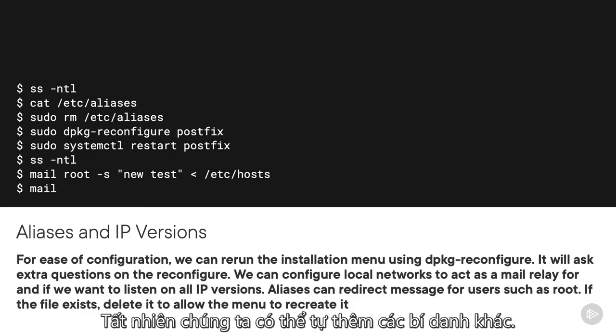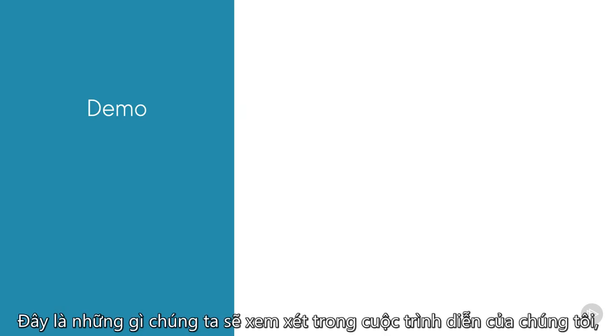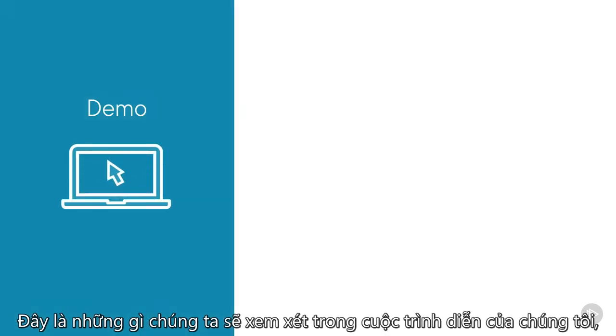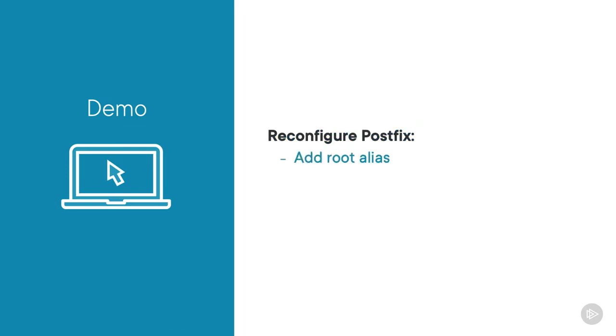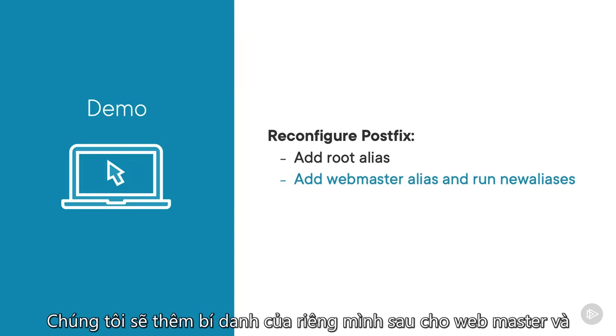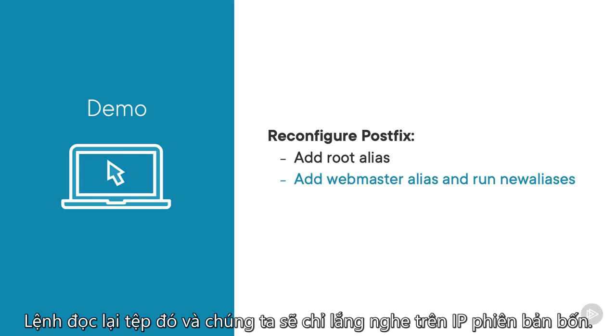And of course, we can add in other aliases ourselves just by going through to the etc aliases file. And this is what we're going to look at in our demonstration. We're going to go through and reconfigure Postfix. We're going to be adding a root alias. We'll be adding our own alias later for webmaster and seeing how we have to run the newaliases command to reread that file. And we'll be listening only on IP version 4.